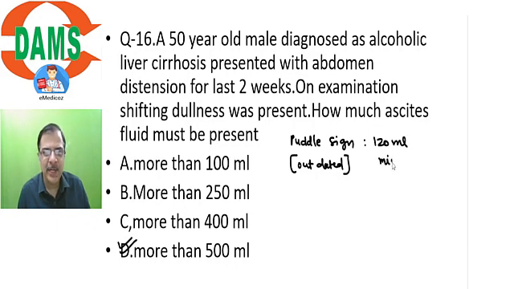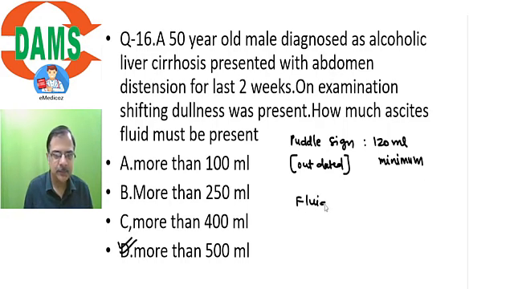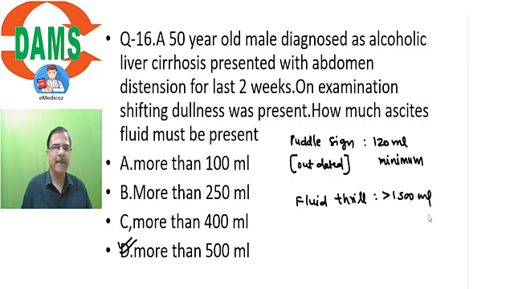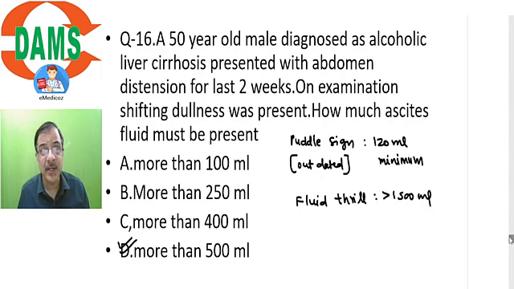120 ml of minimum fluid is needed. While for fluid thrill, the approximate quantity needed is more than 1500 ml. So you have done the clinical examination, and it revealed that it is a case of ascites.